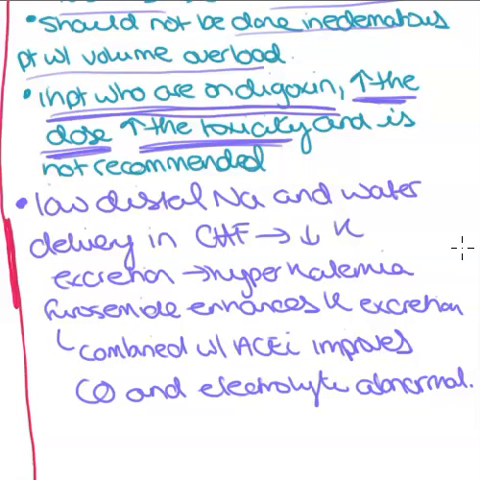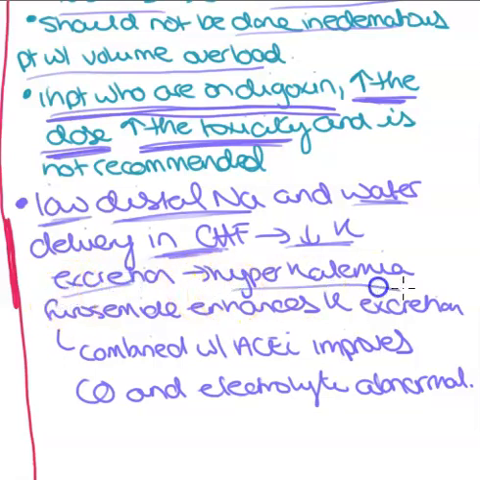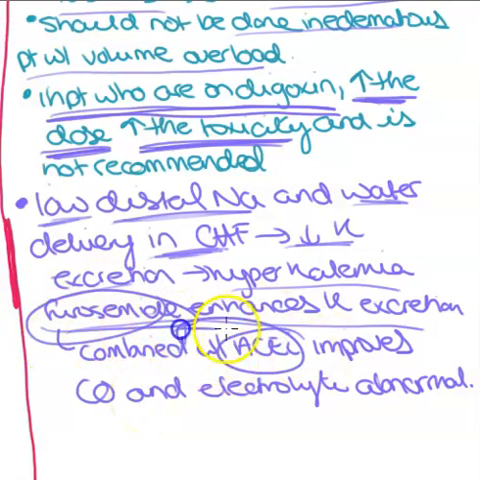And then also, if you look at the distal, if there's low distal sodium and water delivery in CHF, decreased potassium excretion leads to hyperkalemia. Furosemide enhances K excretion, and combined with ACE inhibitors can improve cardiac output and electrolyte abnormalities. So it's good to give furosemide plus ACE inhibitors as a combination.